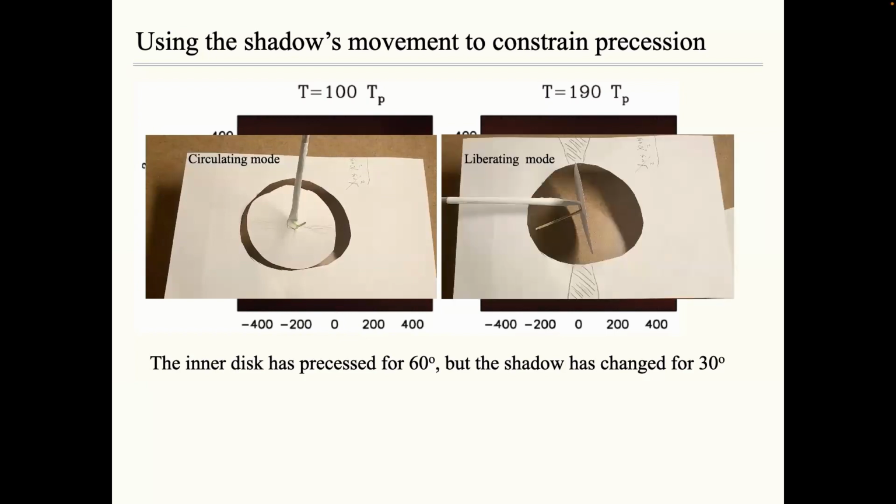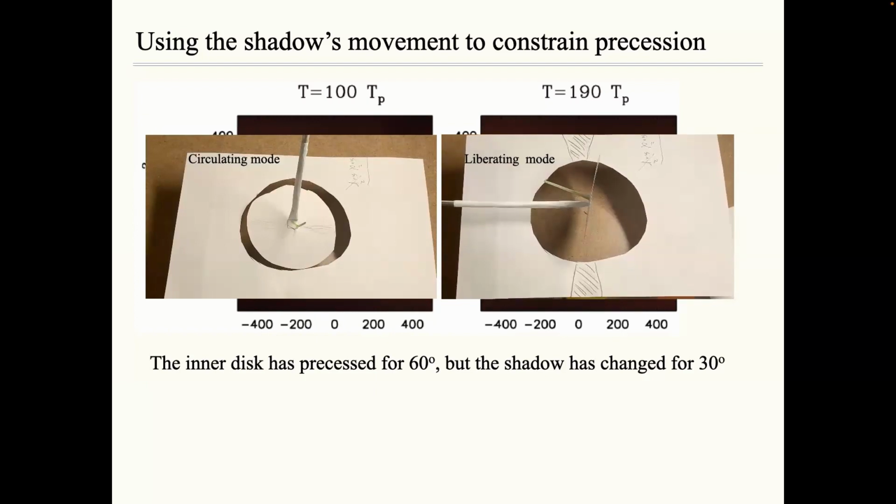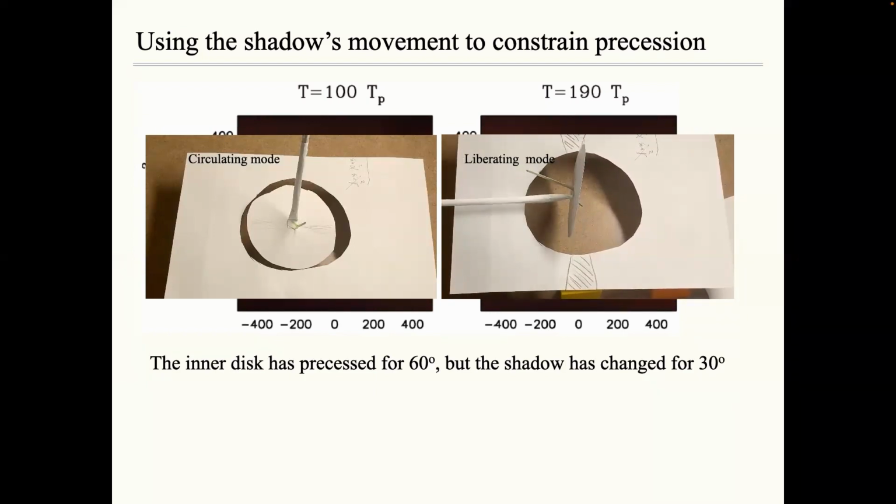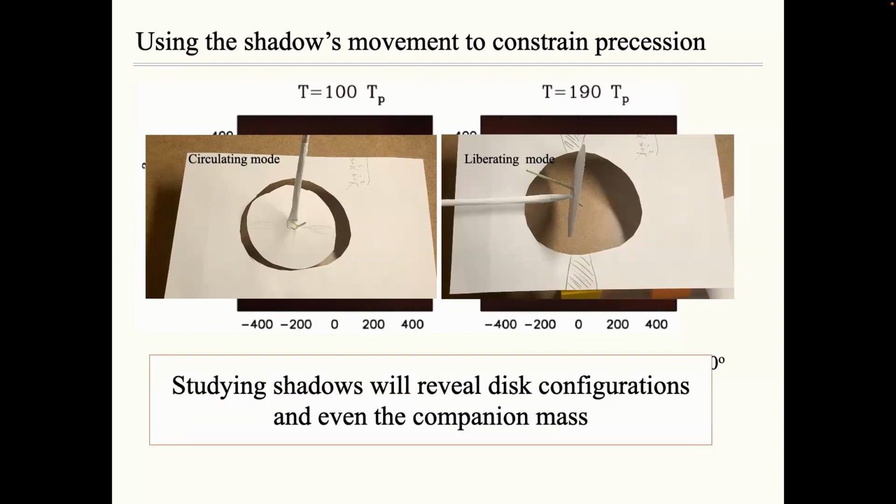On the other hand, if the precession is like this, if the precession angle is horizontal, then while the inner disk precesses, the shadow will always just be librating over a small region. Okay. So the shadow's movement and the inner disk's movement is complicated, right? You could work out the math formula, but overall, it tells us that by studying the shadows or the shadow movement, we'll be able to reveal the disk geometry between inner and outer disk. And if you get the precession speed of the inner disk, it may be able to constrain the companion mass.